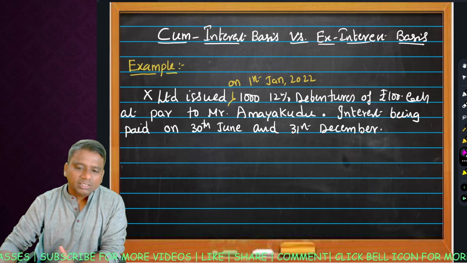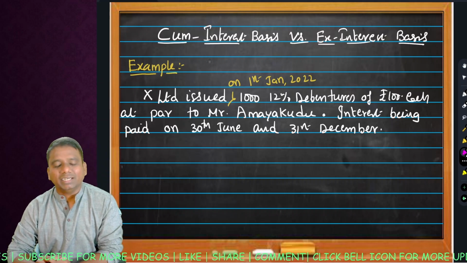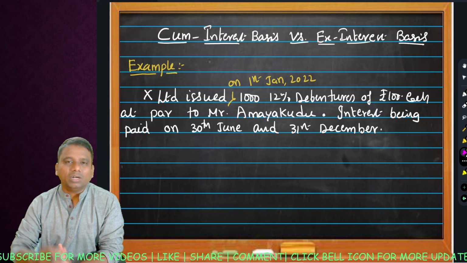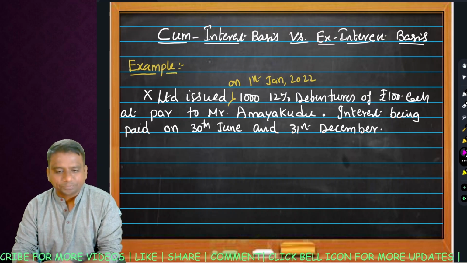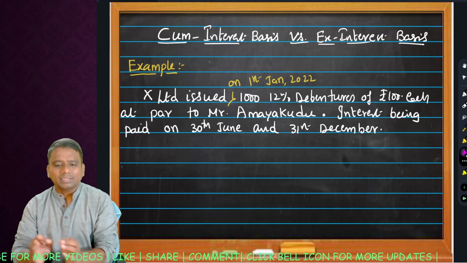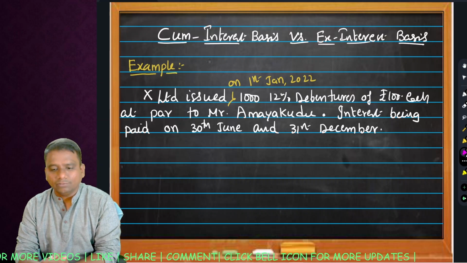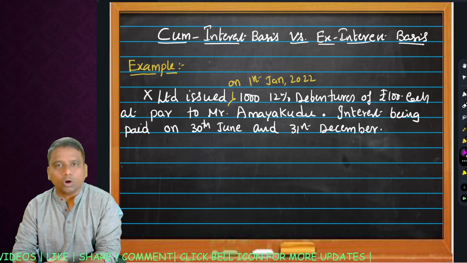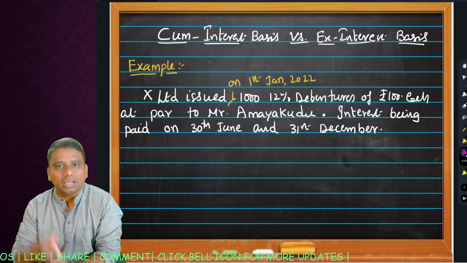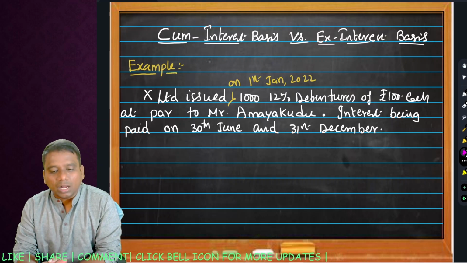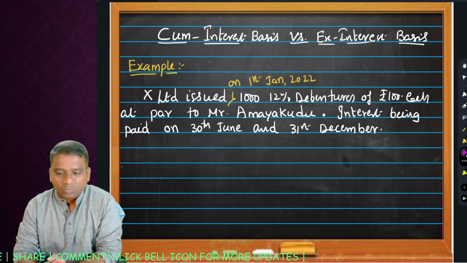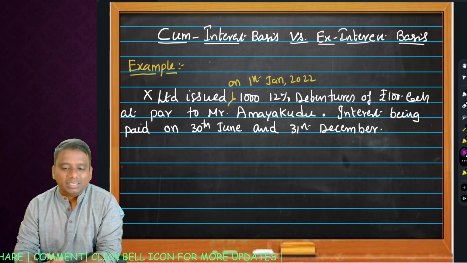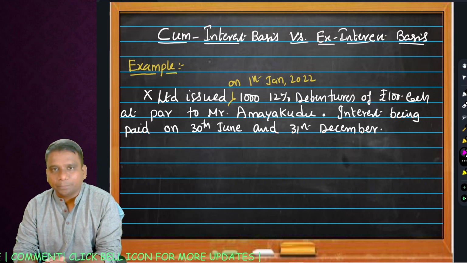To understand this concept of cum interest basis and ex interest basis, we try to understand one example first. Look at the example. X Limited issued on 1st January 2022 12% debentures of rupees 100 each at par to Mr. Amayikudu. He is our investor. Interest is being paid on 30th June and 31st December.